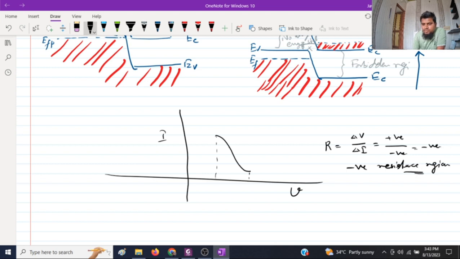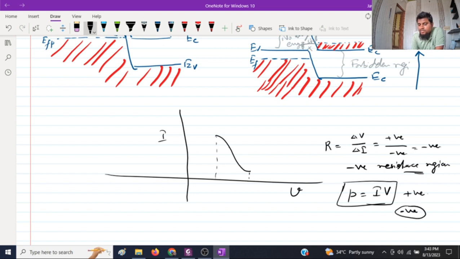Of course, if P is equal to IV, if that is positive, that means power is being dissipated inside the device, and if it is negative, that means it is working as a source, not as a sink. So that's why generally tunnel diodes are used as a microwave source.